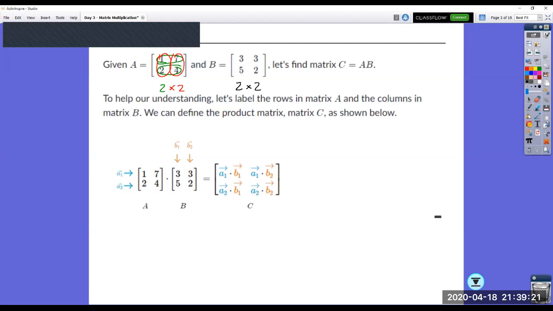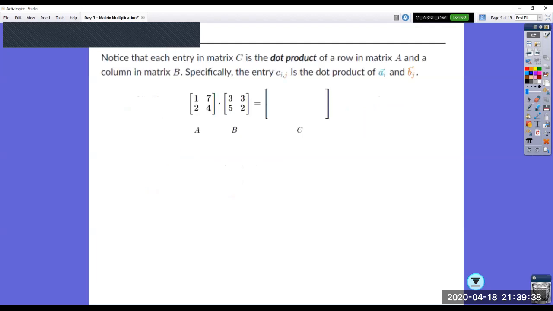Now, if we were in person, we'd probably be linking the relationship between viewing each of these as a vector. And we could do that, but since we didn't really cover 4.2, we're not going to go into that definition right now. So I'm going to skip this definition right here and go into some of those examples. Notice that each entry in matrix C is the dot product of a row in matrix A and a column in matrix B. That's going back to the vectors. We're just going to focus on the multiplication aspect of it.